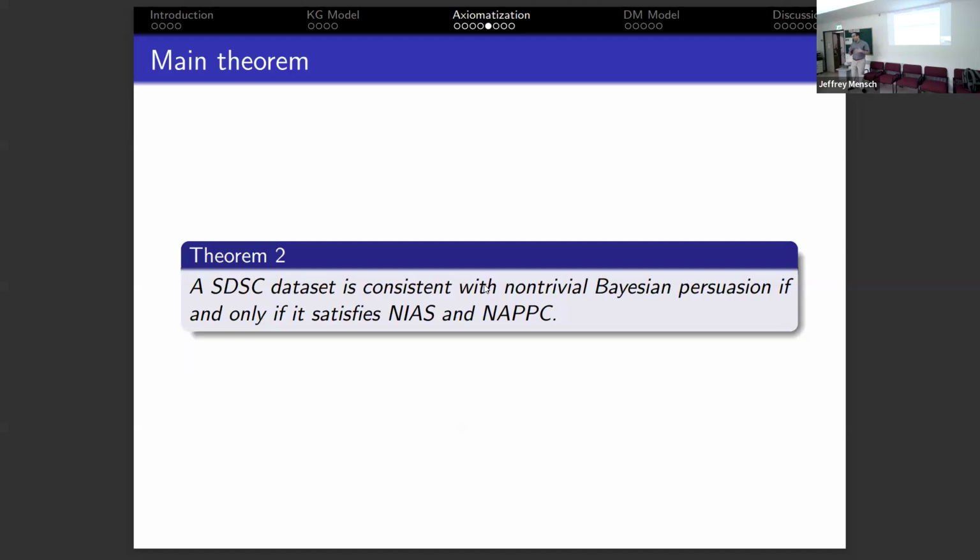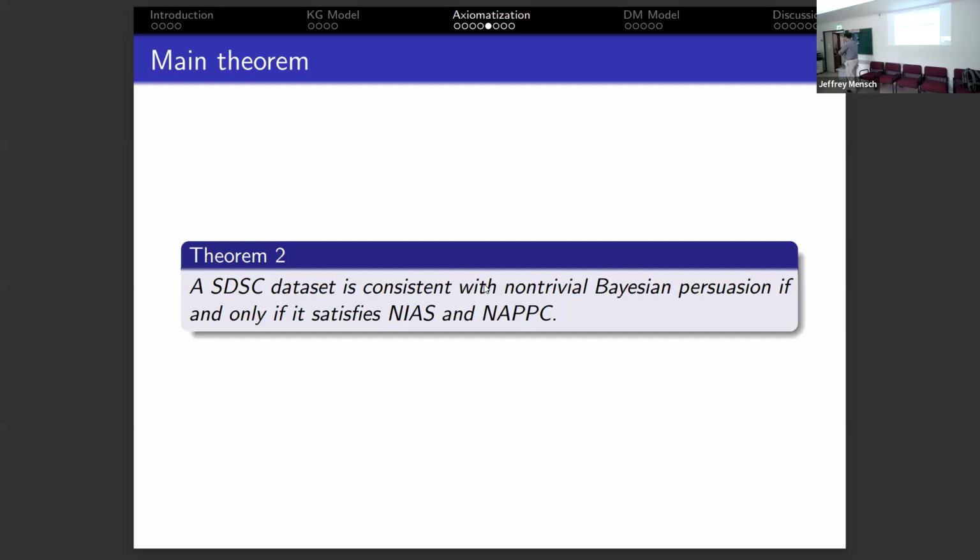So the theorem is that a state-dependent stochastic choice function is consistent with non-trivial Bayesian persuasion, namely where we rule out that the sender is indifferent to all distributions, if and only if it satisfies no improving action switches and no act-preserving posterior cycles. The appeal of the theorem is that it's difficult to check directly that the dataset is consistent, but it is very easy to check the NAPPC axiom. They're both linear programming.